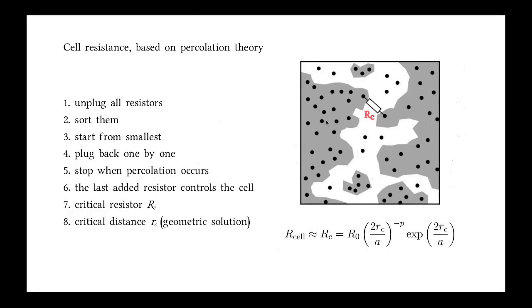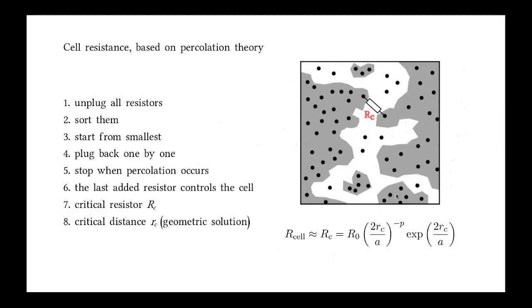Then the entire voltage of the cell will drop on this resistor, and also the entire current will flow through this resistor. In this situation, we can say that the resistance of the entire cell is equal to the resistance of this critical resistor. If we keep adding all the remaining resistors back into the network, they will form paths which are in parallel with the critical resistor.